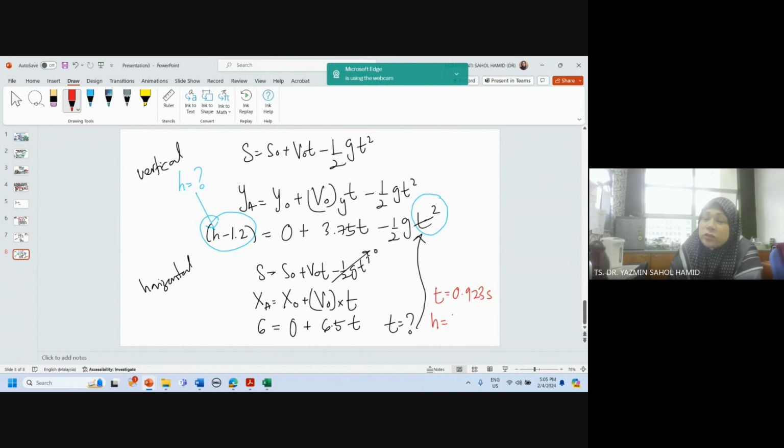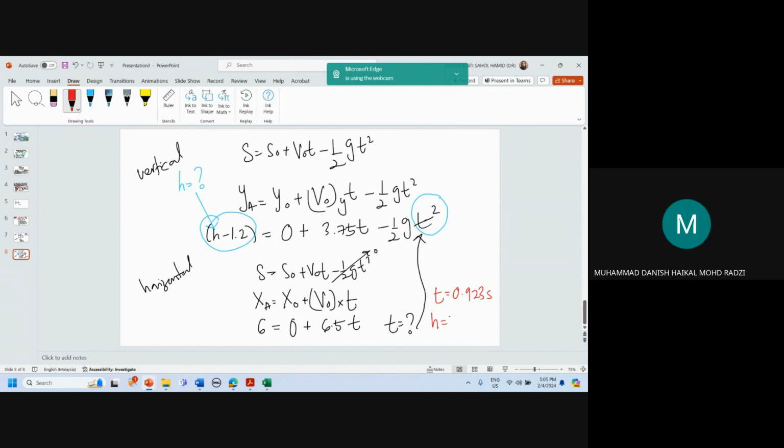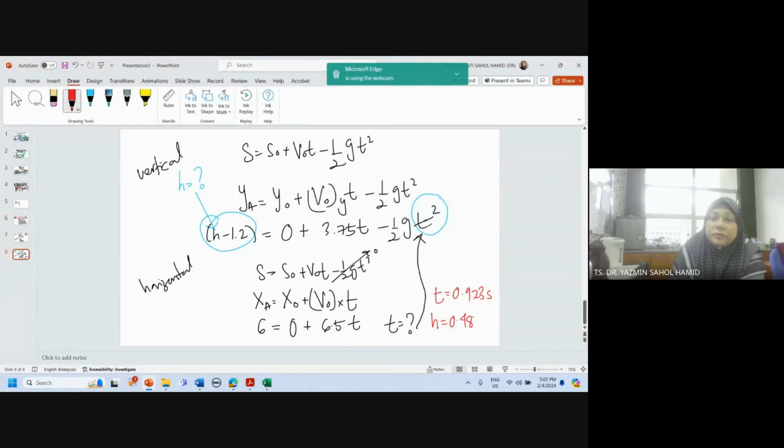What is the answer for H? Anyone? I got 0.48 meters. Okay, that is correct. Okay, so that is how you solve the problem.